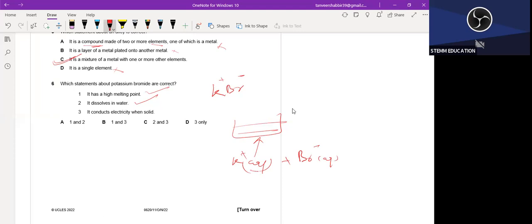So yes, it dissolves in water. Does it conduct electricity when solid? No, it cannot conduct electricity when solid. It can conduct electricity when it is in the molten state. In the solid state there is no charge separation, there is no free K+ or Br-, and for electricity there should be charge. So option 3 is not correct. Overall, A is the correct answer, 1 and 2.